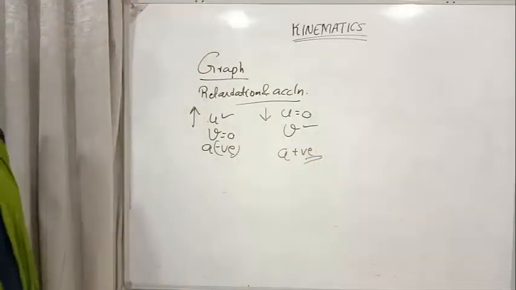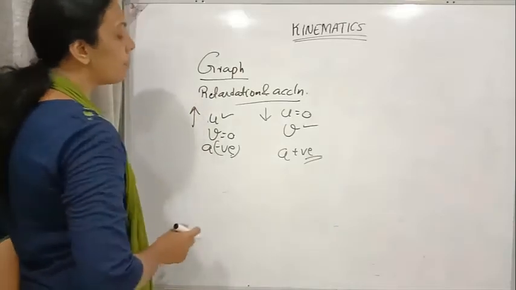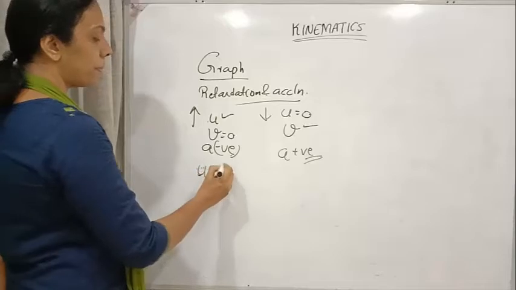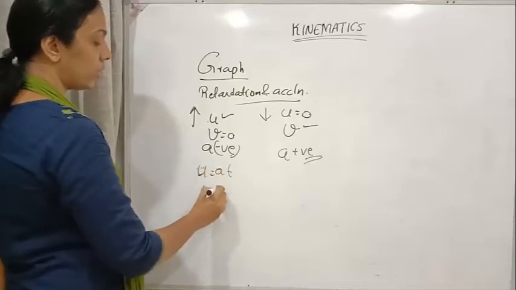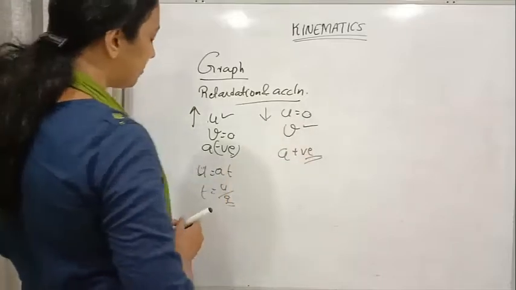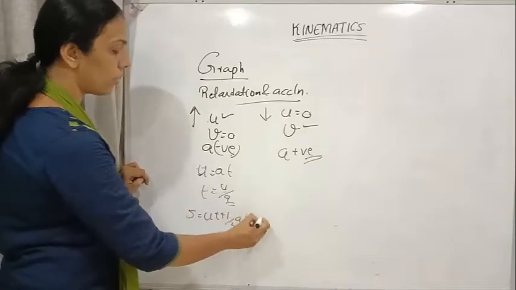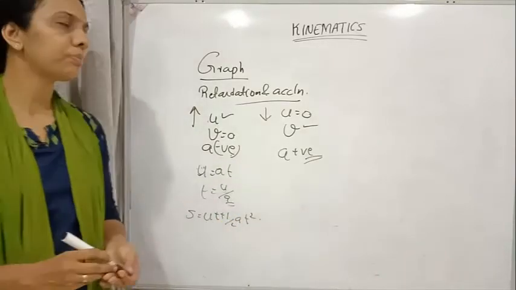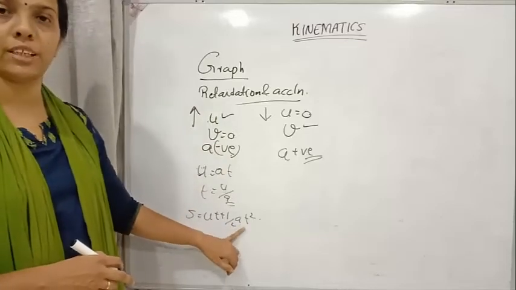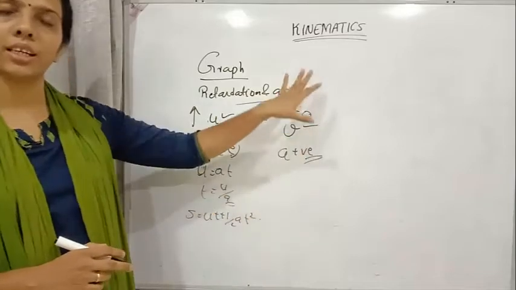And during this time, how will the equations of motion look? In the upward direction, v is equal to u plus at, therefore u equals at, so t equals u by a. Then s is equal to ut plus half at square. This will be the displacement equation. So here displacement is a parabolic equation. This is only in the upward direction. In the same way, in the downward direction we can also represent the values.